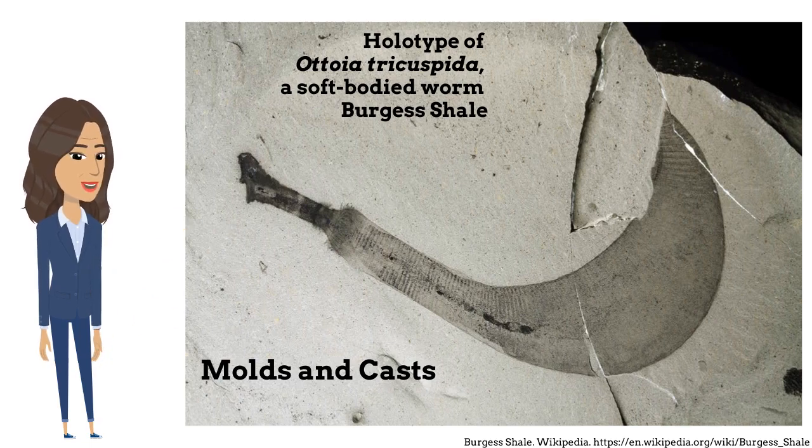This is a fossil called Aysheaia. It is the remain of a soft-bodied worm, abundant in the Burgess Shale from Canada. The age of this fossil is approximately 508 million years old.